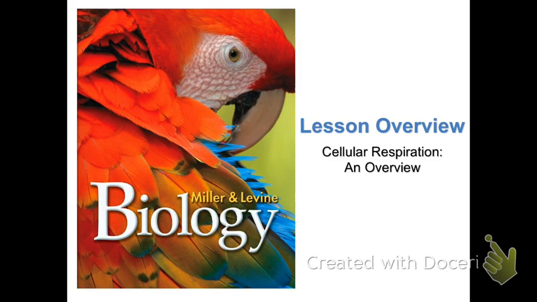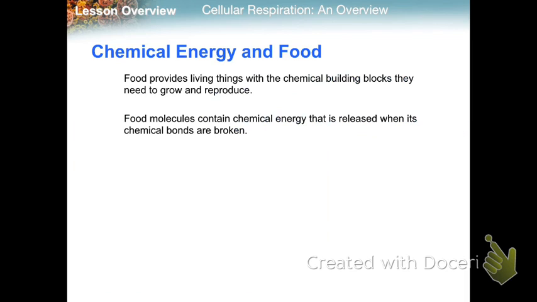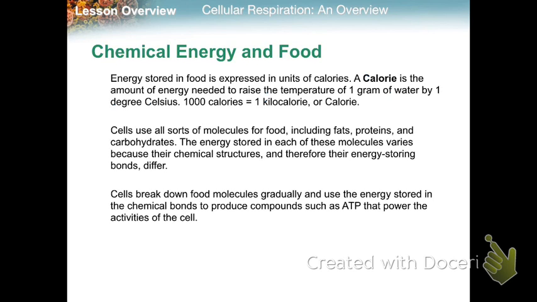Today's screencast is about cellular respiration. We all know that food is used to give living things energy. We're going to go into the specifics of how that's done. The chemical bonds in food have to be broken, and then they're rearranged so that energy can be formed.